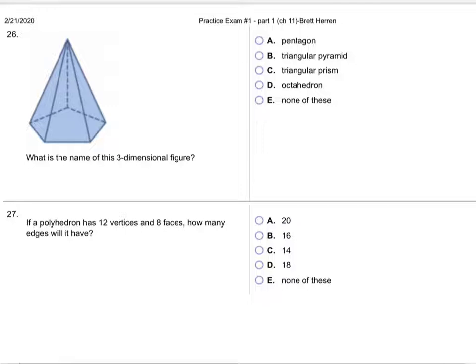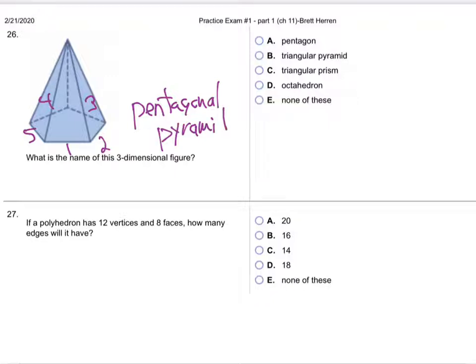Well, there we go. How many sides on the bottom there? 1, 2, 3, 4, 5 on the bottom. So what is it? It's a 5 on the bottom. Pentagonal pyramid. Hey, that answer's not there. It's none of these. And I want to give you a heads up. Some of the answers on the actual exam will be none of these maybe as well. It's always a possibility.